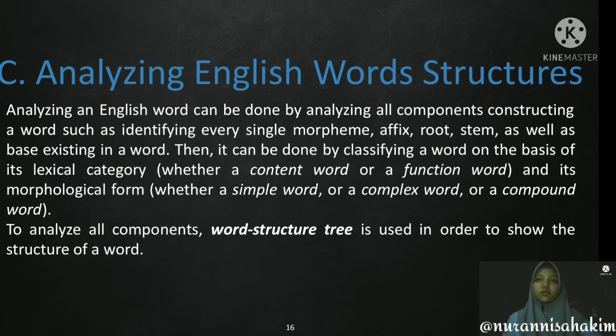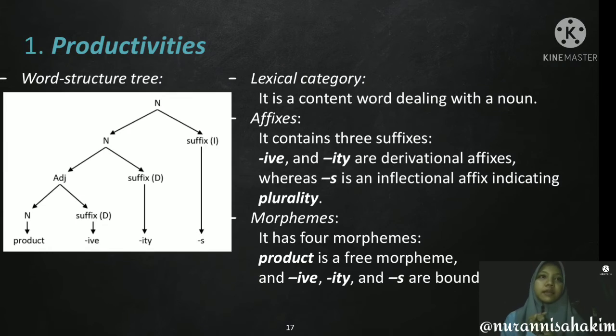To analyze all components, a word structure tree is used in order to show the structure of a word. The first example is productivities. The lexical category: it is a content word, a noun. The affixes: it contains three suffixes. The suffixes -iv, -ity, and -es... the suffixes ive and ity are derivational affixes, whereas s is an inflectional affix indicating plurality, a plural marker.